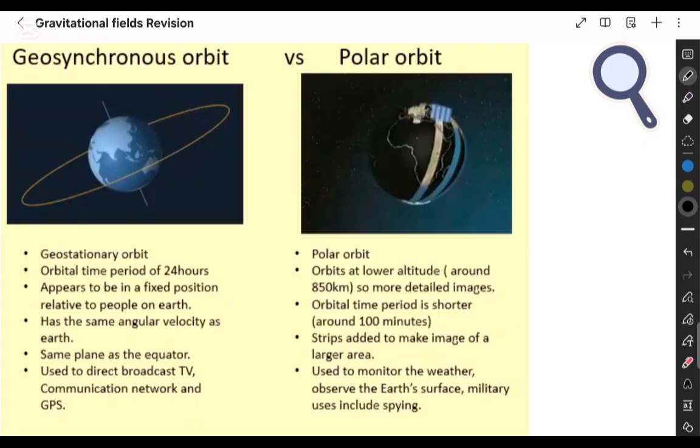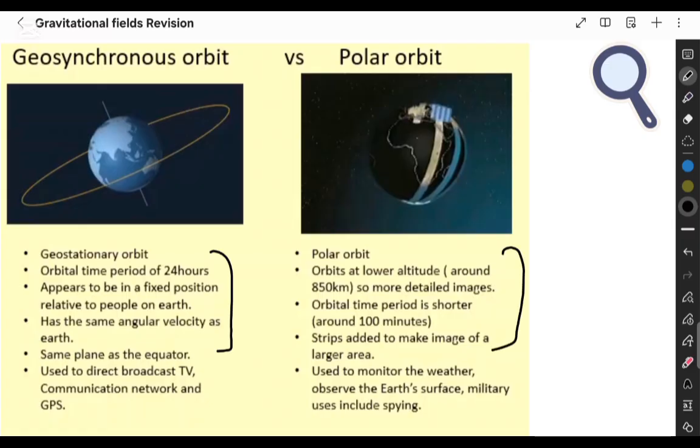So the first one is geosynchronous orbit or geostationary orbit, and then we have polar orbit. We already saw geostationary orbit, so these points are just a repetition of what we just saw. Now, polar orbits are actually much closer to Earth. They're at a lower altitude, so they can give you more detailed images, and their orbital time period is much shorter. Their orbital time period is around 100 minutes, whereas geostationary orbits have an orbital time period of 24 hours, so a much larger time period, okay?